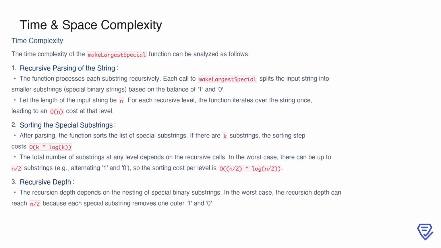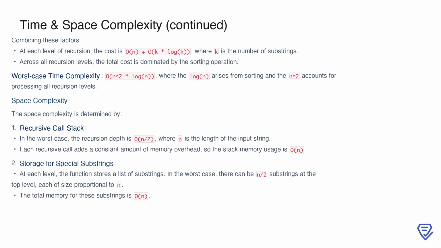Finally, the recursion depth itself is determined by the nesting of special binary substrings. In the worst-case scenario, where each recursive call reduces the string by one outer 1 and 0, the recursion depth can be as high as n/2 levels. Now, combining these factors, the total time complexity at a single recursion level is the sum of the parsing cost, O(n), and the sorting cost, O(k log k).